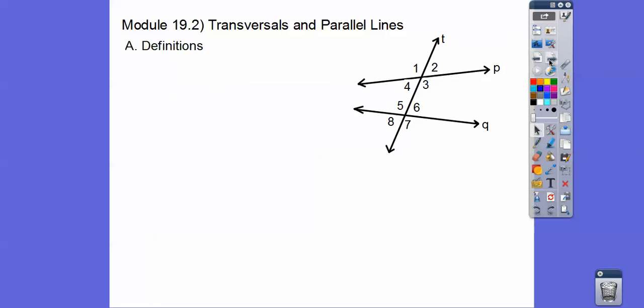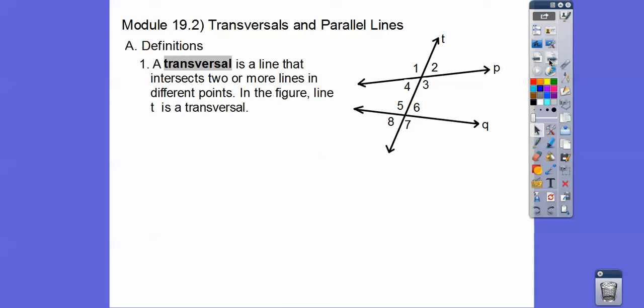Okay, start off with a couple of definitions here. I see three lines right here, and none of them are parallel yet. When they are, then magic stuff starts happening. But here, a transversal is a line that intersects two or more other lines in different points. So right here, this line is our transversal. And what happens with this transversal is it gives us all kinds of angles in here. There's 8 different angles in here, and they have special names.